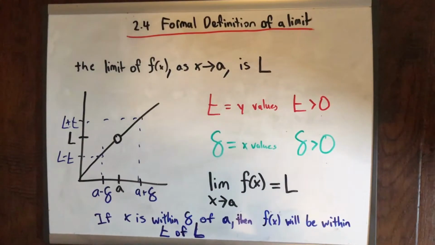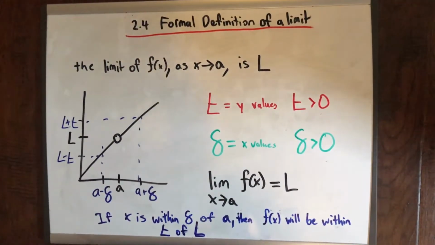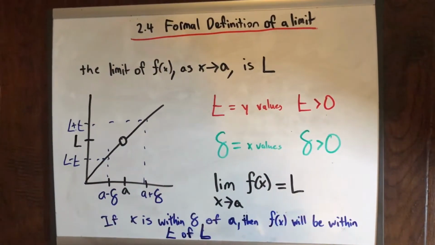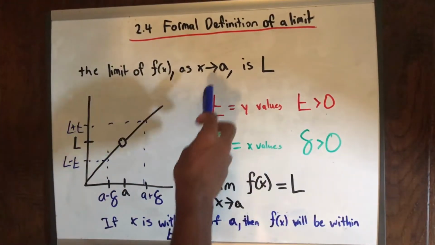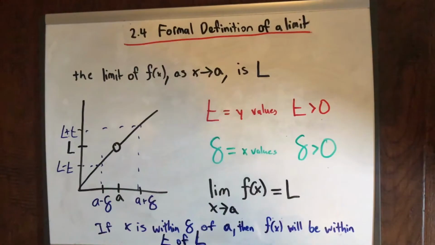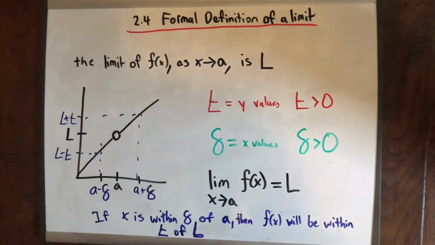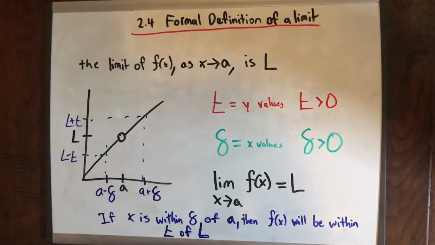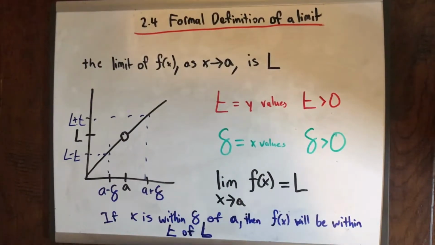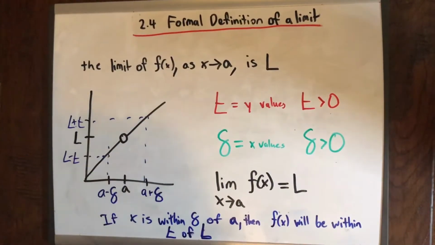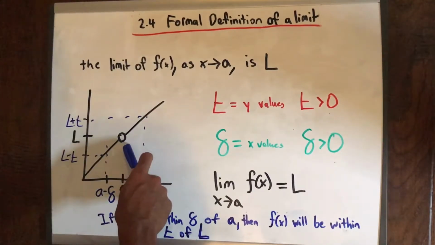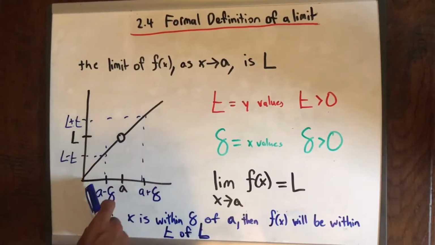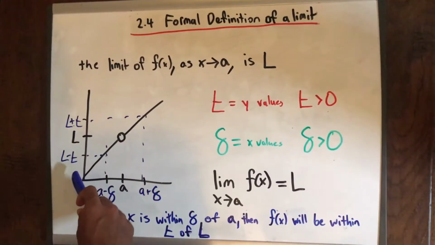So we're going to be going over what the formal definition of a limit is, and we're going to start by talking about what a limit is. A limit is, as x approaches a, for a function f of x, it will be approaching this value L. We can show this graphically, as shown by the graph at the bottom left with the hole: as x approaches a from the right side, it's also going to be approaching L, and as x approaches a from the left side, it will also be approaching L.